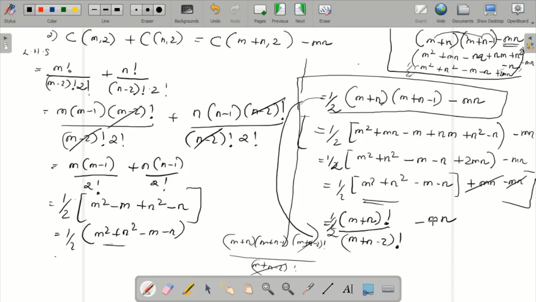Minus mn, minus mn. Now check here, what is this again? It is nothing but m plus n whole factorial divided by m plus n minus 2 factorial, and 2 factorial is over here.